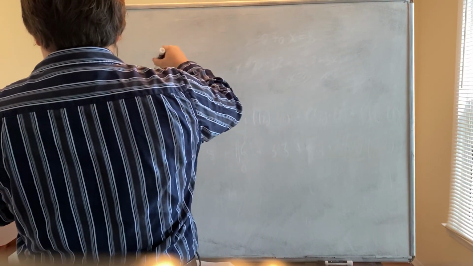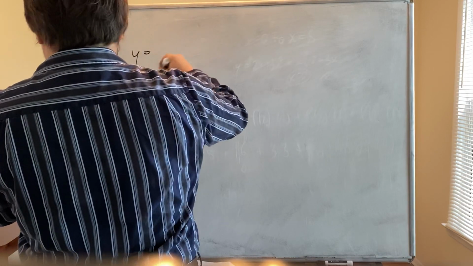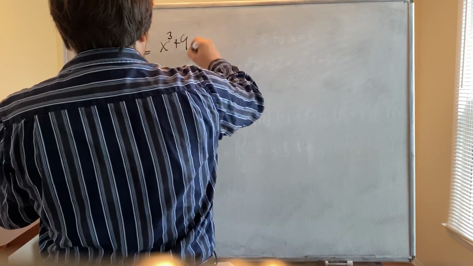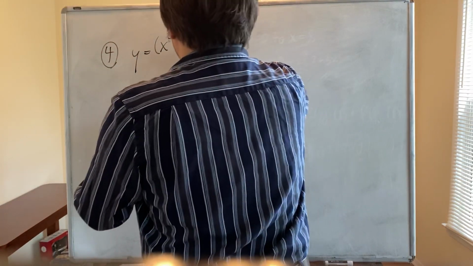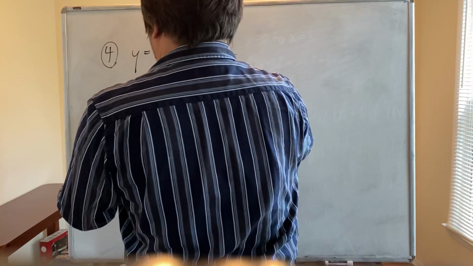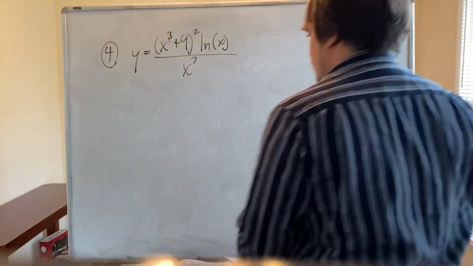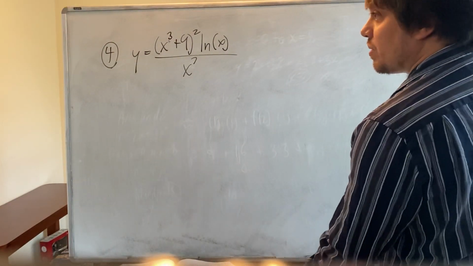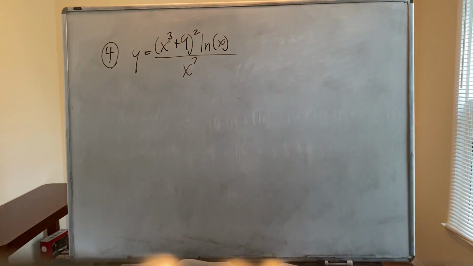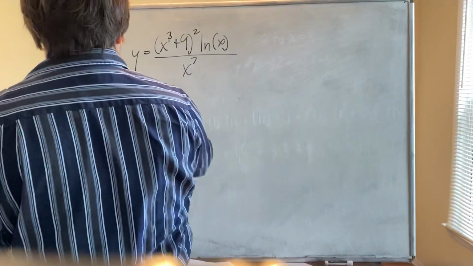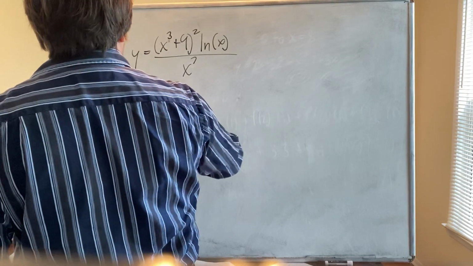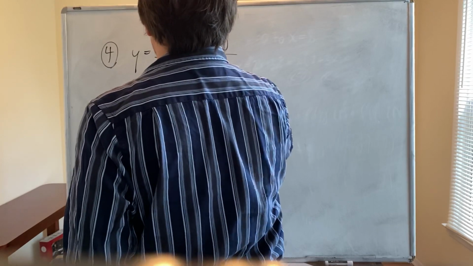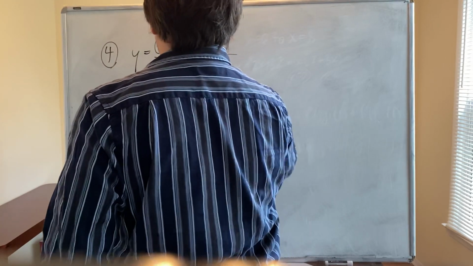So number 4, use logarithmic differentiation to find the derivative of this function. So y equals x cubed plus 4 squared ln of x divided by x to the 7th. Okay, so we're going to use logarithmic differentiation to find the derivative. Take ln of both sides, that equals ln of y. ln of y equals ln of x cubed plus 4 squared ln of x over x to the 7th.